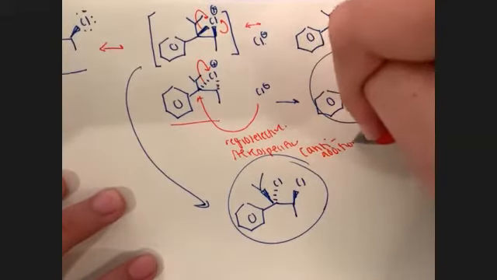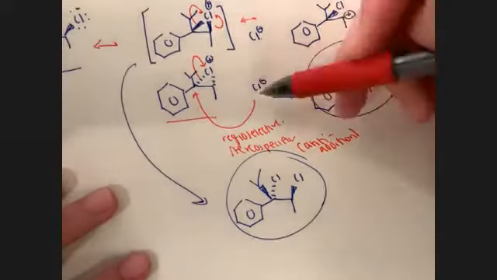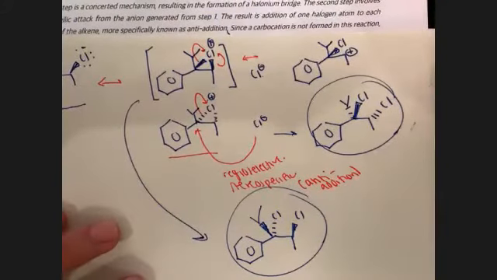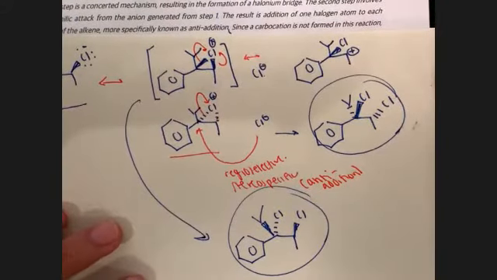Why is it called anti-addition? Well, that's kind of self-explanatory. It's the fact that you have to add on the anti, or opposite, side because of the steric argument that we were talking about. So that's pretty much it for halogenation.